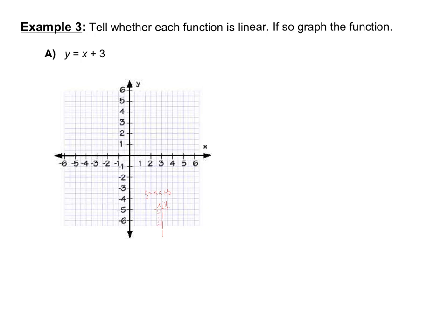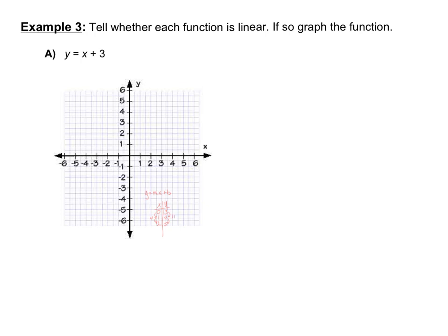Well, if I plug in 0 into that x spot, 0 plus 3 is 3. Okay, now let's plug in 1. 1 plus 3, 4. Let's plug in 2. 2 plus 3, 5. And let me check, first of all, none of my x values are repeating. I made them that way. So it's definitely a function. And I'm increasing by 1 every time on the x, and I'm increasing by 1 every time on the y. And so this is definitely linear.